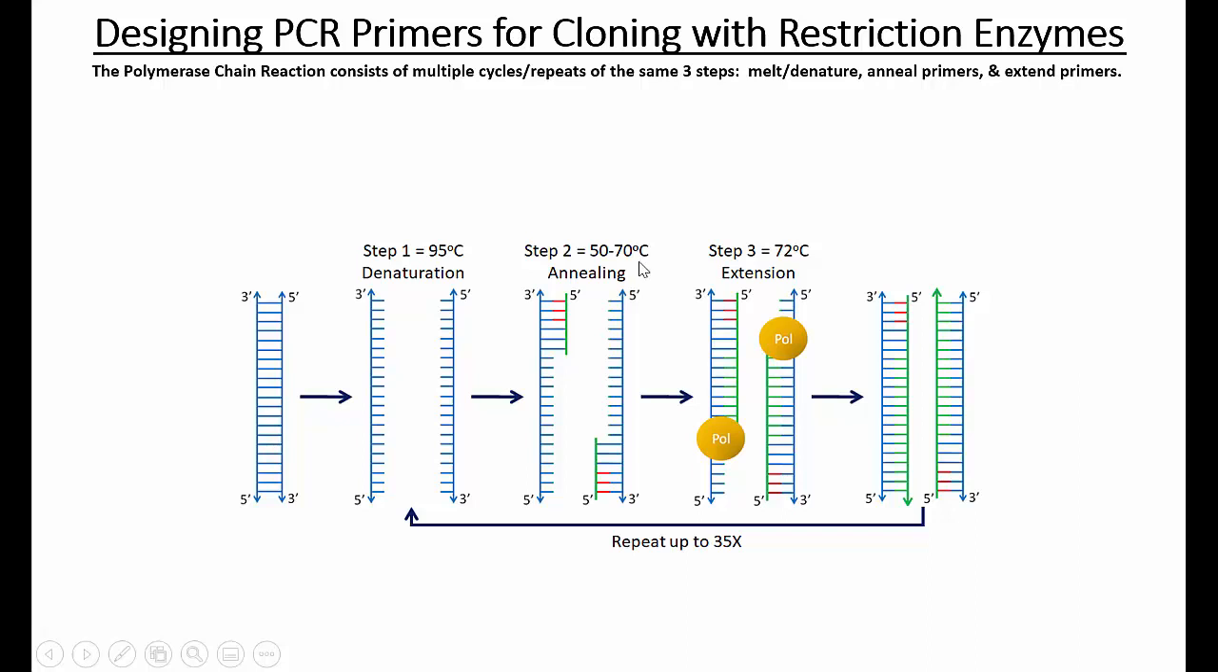Now at that temperature, that is still too hot for these large strands to re-anneal to one another. They can't come together just yet. But smaller pieces of DNA, let's say somewhere between 20 to 50 bases, can attach if they are complementary at that temperature. And so this is where we add what we call primers, or short oligonucleotides of DNA.